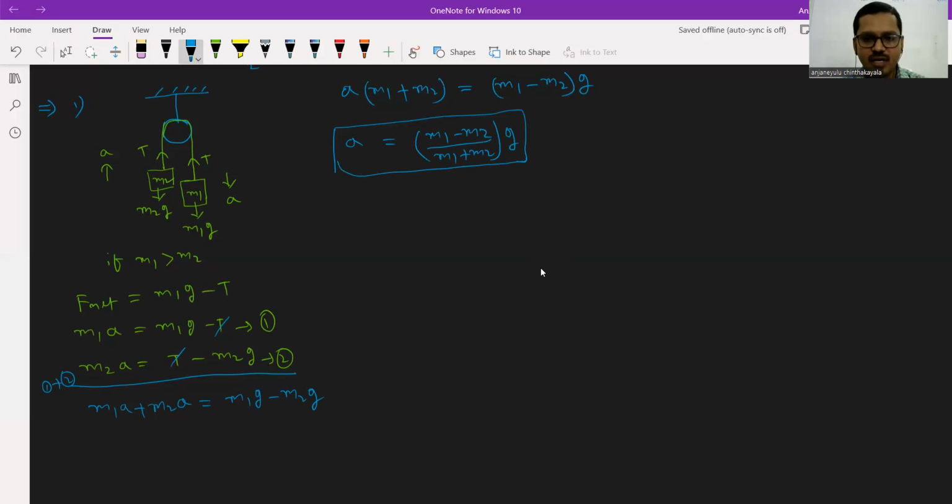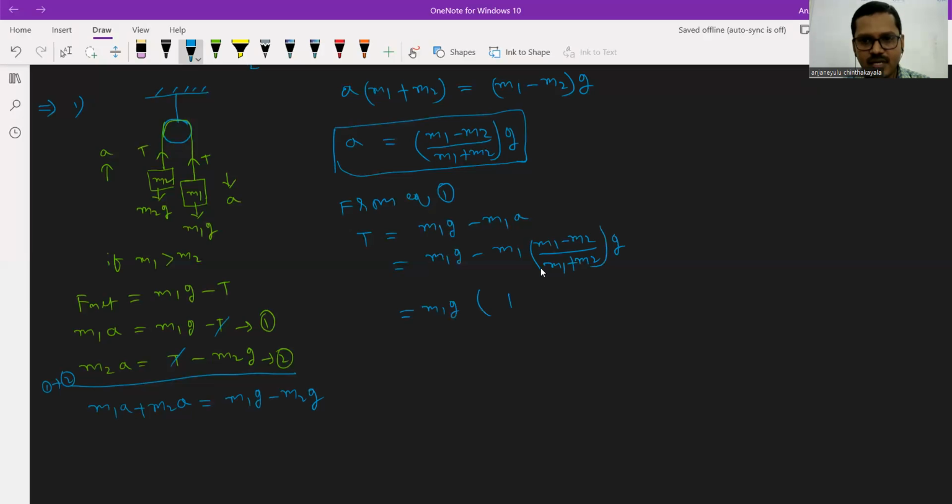If we substitute this A value in equation 1 or equation 2, we get the tension. Suppose I'm substituting in equation 1. From equation 1, tension T is equal to M1G minus M1 into A, which is equal to M1G minus M1 into, already we calculated the A value, so I'm substituting that here: M1 minus M2 divided by M1 plus M2, into acceleration due to gravity G. Here we can take something common.